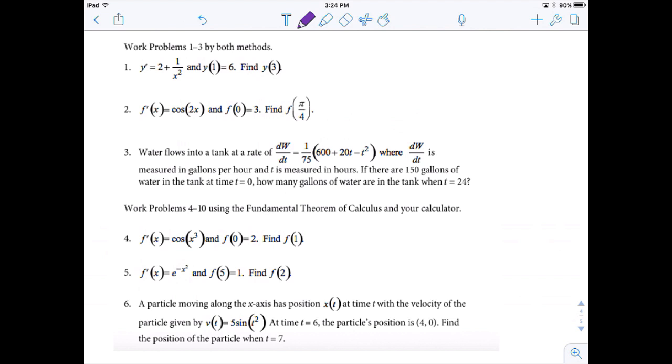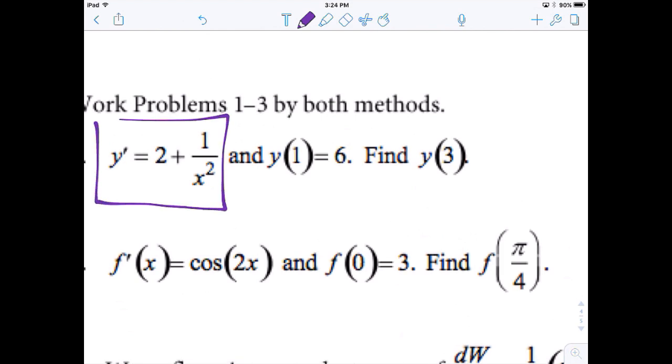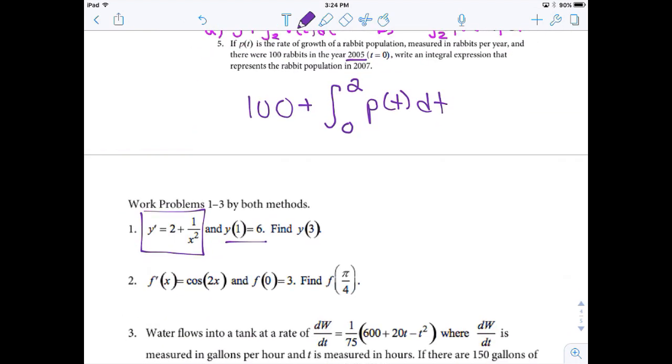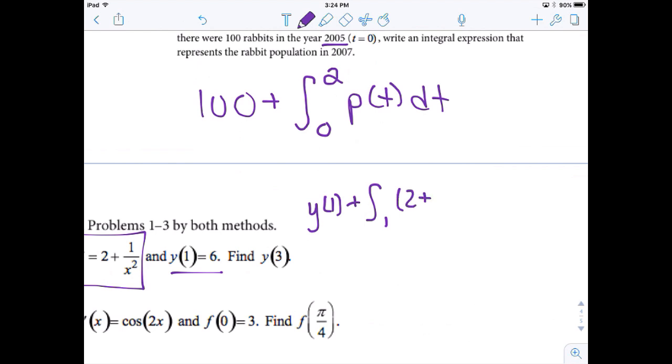So let's look at problem 1, and we're going to set these up. We'll integrate maybe one of them, but let's see how these work. Looking at the first one, it says solve by both methods. So at least the first one we're going to do both ways. Here I've given you the integral and an initial value. A lot of you will think when you see something like this to go right to this: y of 1, because that's your starting value, plus the integral from 1 to some other place of y prime dx. I'm just going to write what y prime is: 2 plus 1 over x squared dx. So this is your initial, and that's your net change.